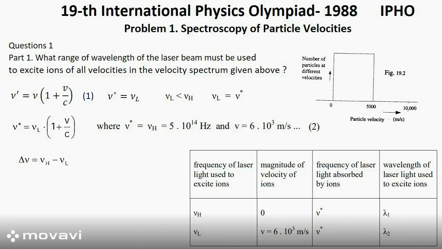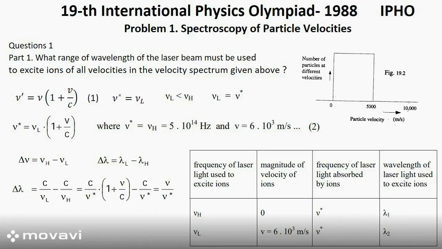The difference in the values of the frequency absorbed by the stationary ion and the ion moving with the velocity v is delta nu equals nu H minus nu L. The difference in the values of the wavelengths absorbed by the stationary ion and the ion moving with the velocity v is delta lambda equals lambda L minus lambda H, which is, using formula 2.